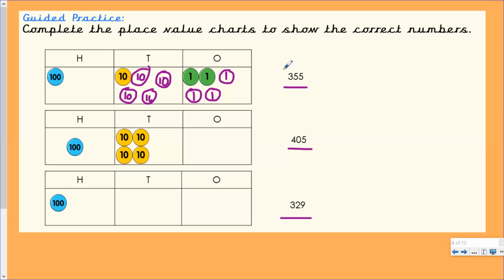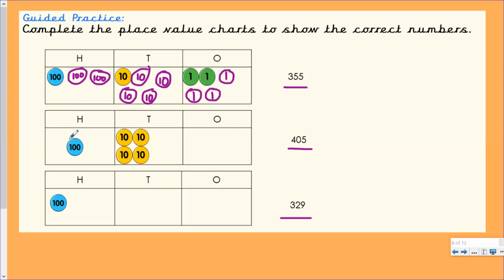And then let's look at the hundreds. In our place value grid, we've got 100, but our number has 3 hundreds. So I need to correct that. 1, 2, 3. Now this number, pause the video and have a go at completing this by drawing your own place value grid.